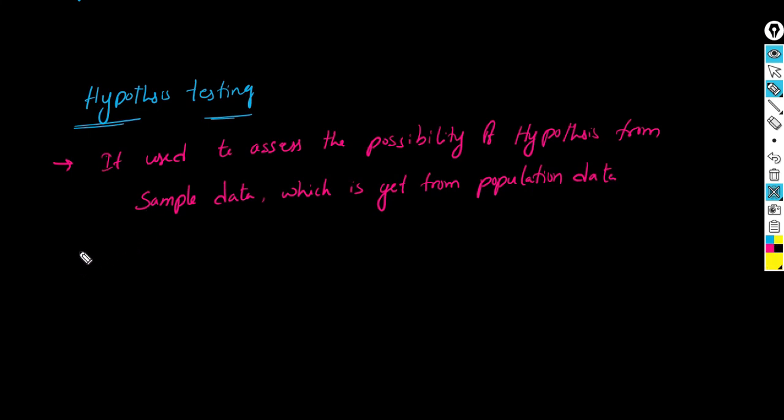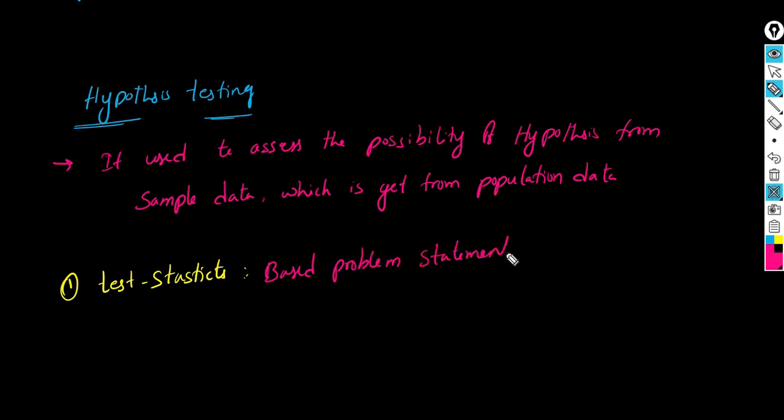In hypothesis testing we have three stages. In the first stage, we are going to find the test statistic. It's based on the problem statement. Based on the problem statement, we are going to consider the test statistic.